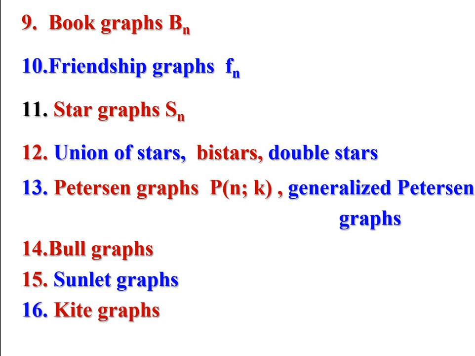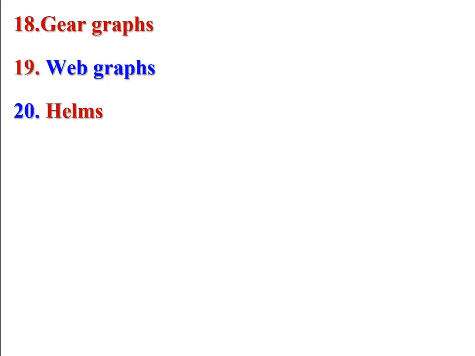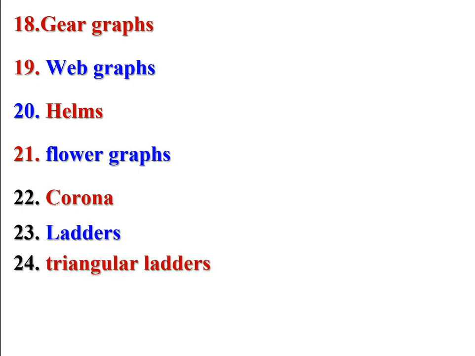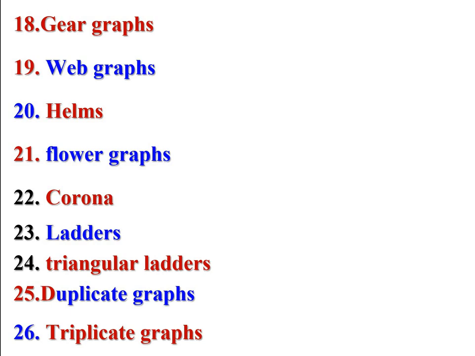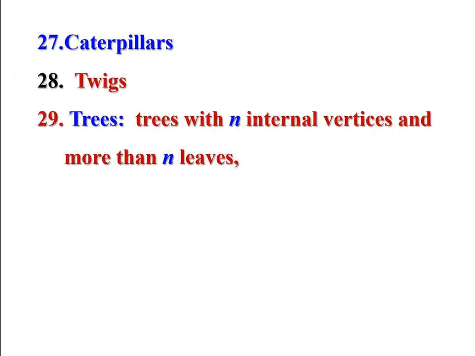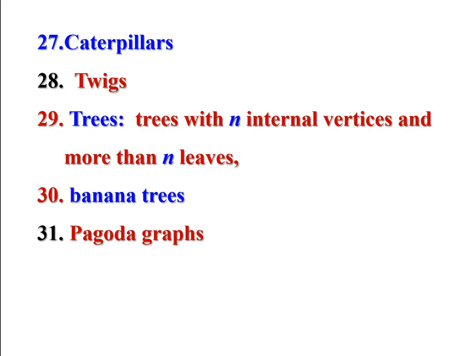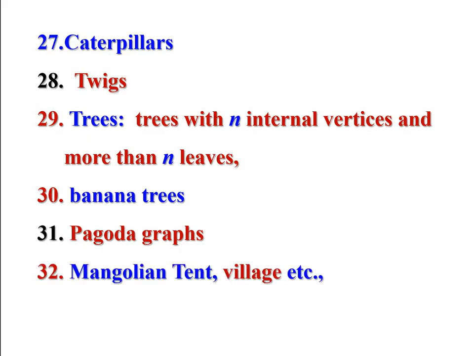graphs, kite graphs, parachute graphs, gear graphs, web graphs, helms, flower graphs, corona, ladders, triangular ladders, duplicate graphs, triplicate graphs, caterpillars, twigs, trees with n internal vertices and more than n leaves, banana trees, pagoda graphs, Mongolian tent, and village, etc.